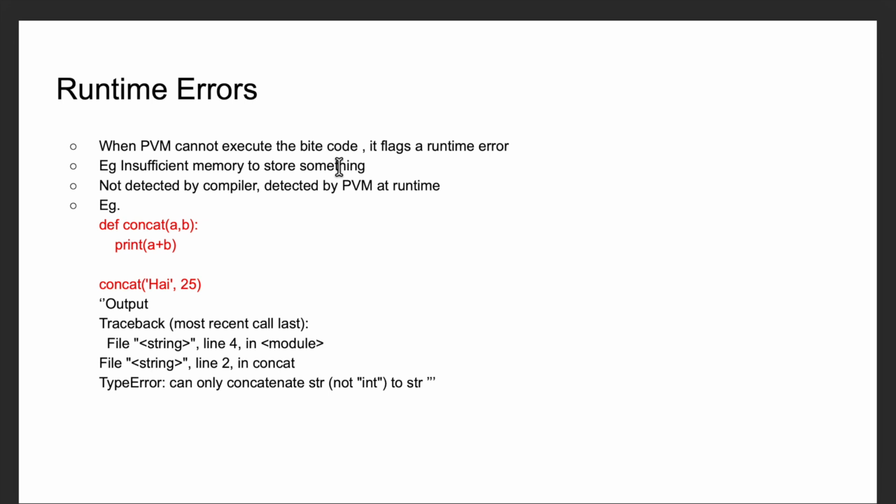The bytecode is flagged as a runtime error. An example of this would be insufficient memory to store something. Another example is given here: a concatenation operation is done, but in the concatenation function we have written, we have passed two data of different types. We know that if we don't have a similar data type for A and B, we cannot use the plus operator, so that will generate a runtime error.